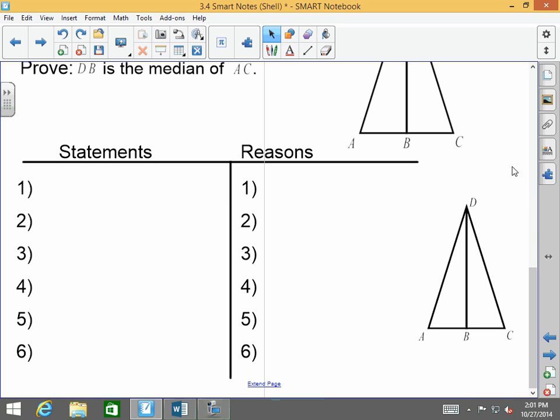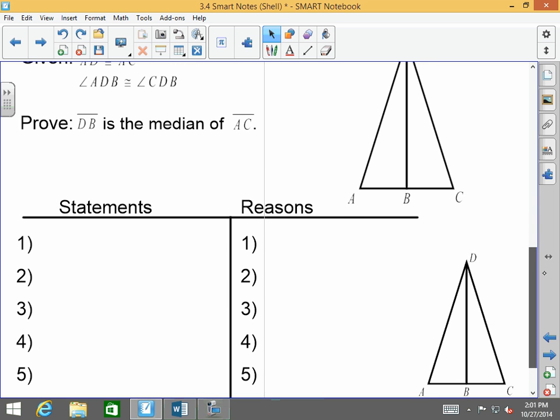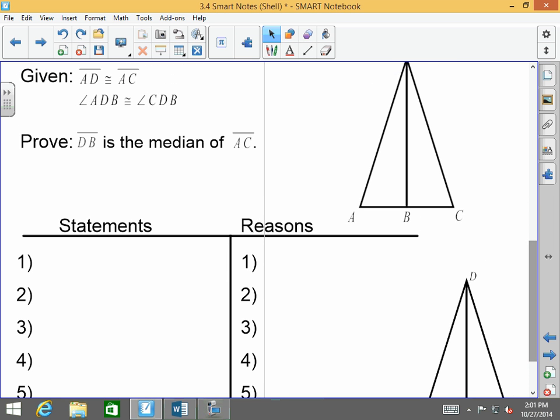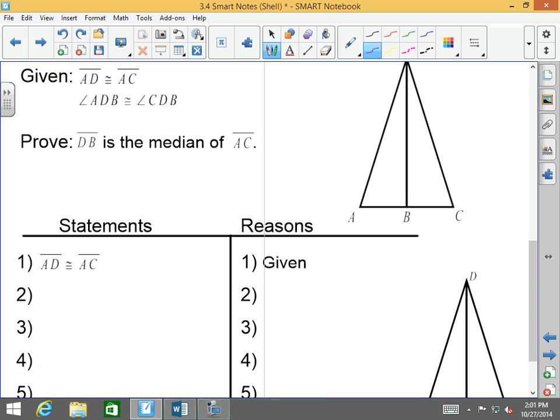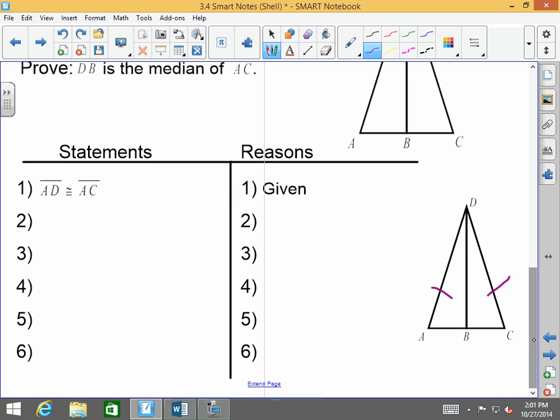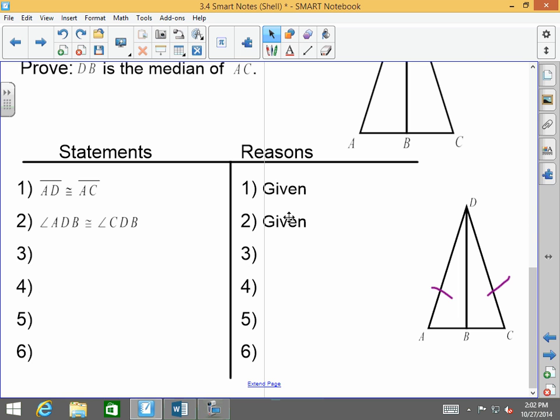Okay. So, let's look at our givens right quick. I know that AD is congruent to AC. That's given. And I know that angle ADB is congruent to angle CDB. So that's a given as well. Yes, sir? Come again?